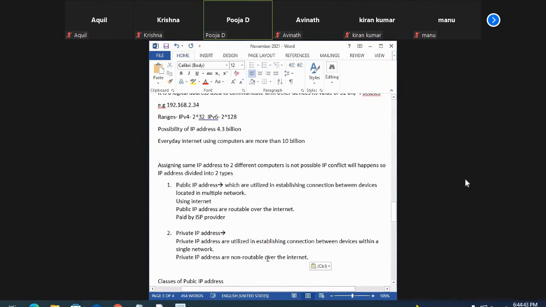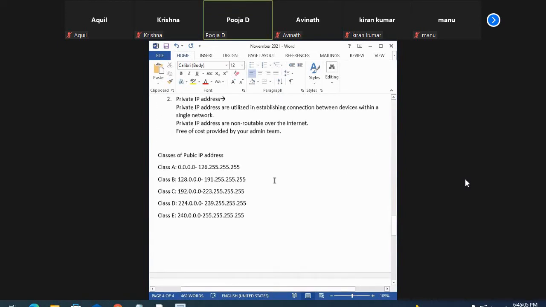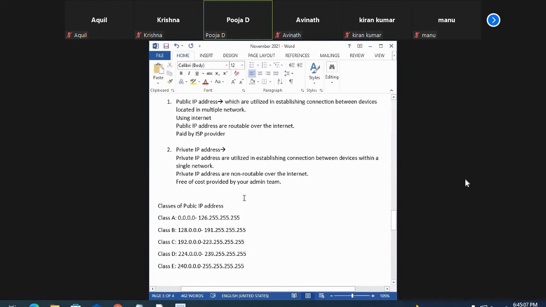Okay, and next, it is free of cost, provided by your admin team. In each and every organization, one network admin will be there, who provides these IP addresses to the devices which belong to that network.